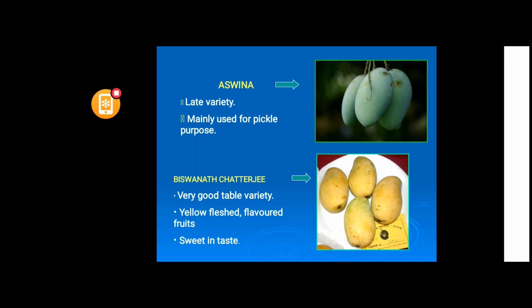Ashwina is another variety. It is a late variety and one of the best pickle varieties. It is very late, harvested in the month of Ashwin, that is August, September. It is wonderful for making pickle, a very prolific bearer, resistant to disease and pests, and a very regular variety. Vishwanath Chatterjee is another good variety, a mid-season variety and very prolific bearer. This variety has yellow color.